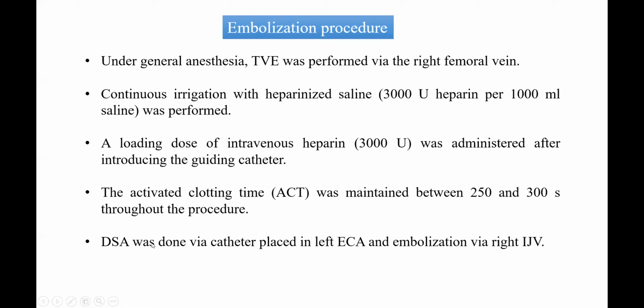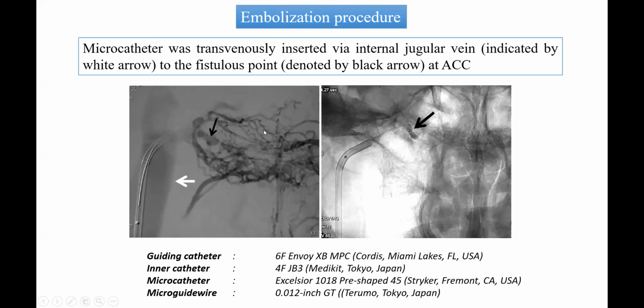And there were two catheters placed. In the left external carotid, we place the diagnostic catheter, and embolization is done from the right side, the right internal jugular vein. So a transvenous approach was used in this case. As we can see, there is a guiding catheter in the right-sided internal jugular vein, and this is the fistula point. So the microcatheter is introduced up to the fistula here.